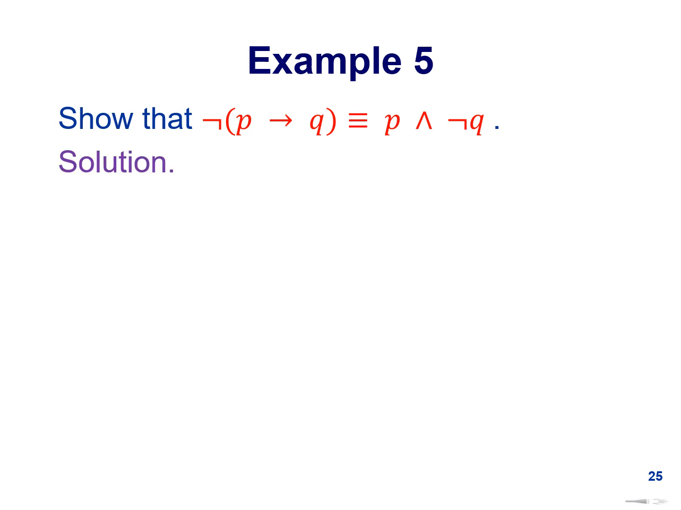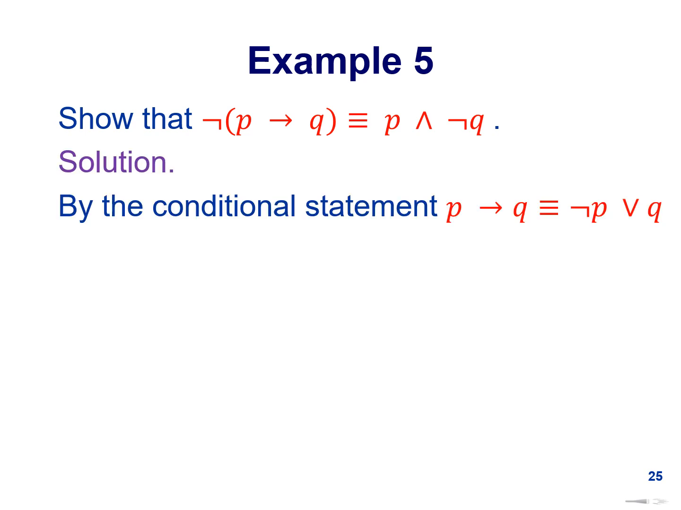Show that not (P implies Q) is equivalent to P and not Q. Solution. By the conditional statement, P implies Q is equivalent to not P or Q.